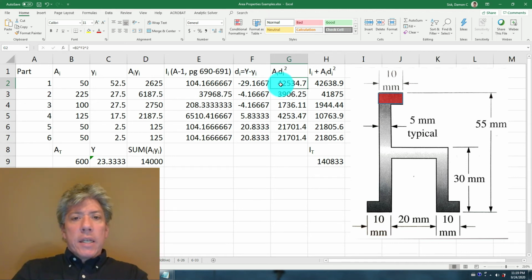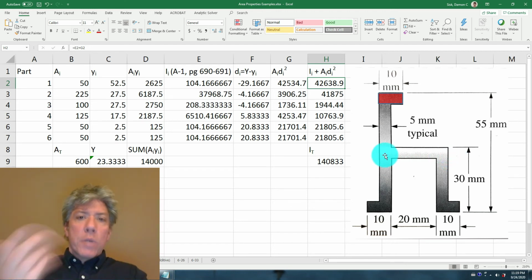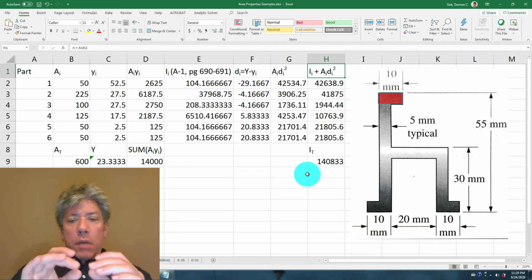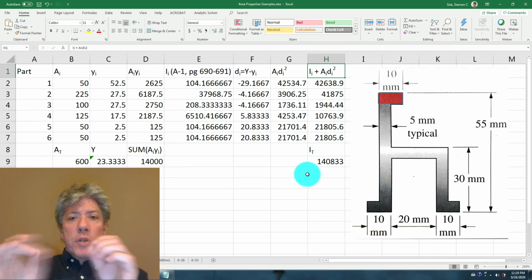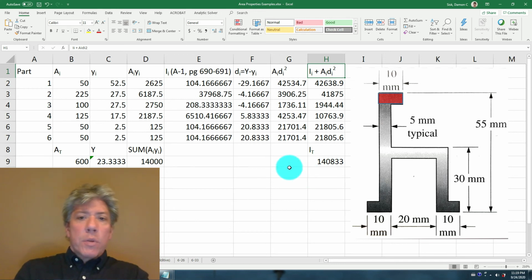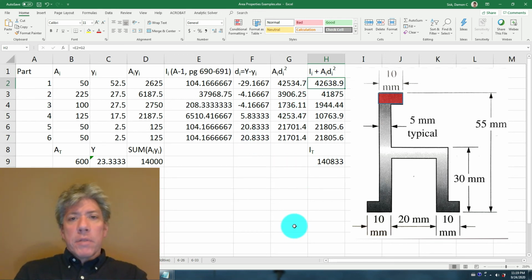And then I can calculate that area times that distance squared, so that I can then calculate the moment of inertia of this area about the centroidal axis of the whole shape using the parallel axis theorem. That's what cell H1 is describing to you, that we're using this to add the second moment of area of the shape through its centroid to that area times the distance squared to another axis. We're just moving the axis. And of course we end up with a much higher moment of inertia.